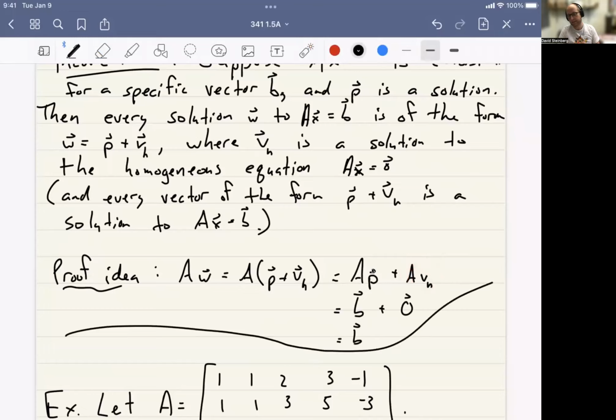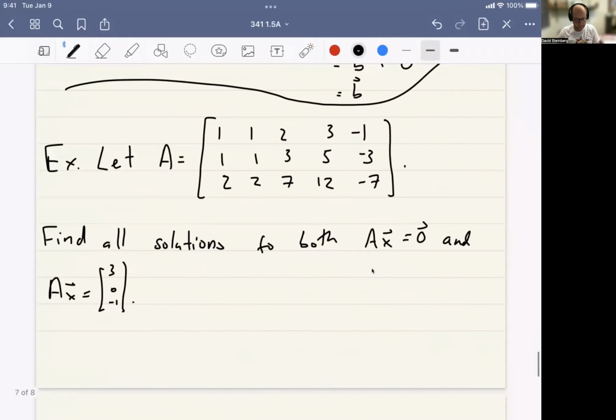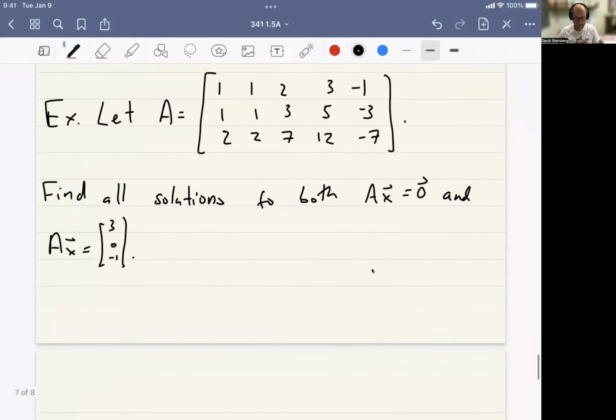Boom. Okay. And then all the fun details you can see in the book, but that's basically it. Okay, let's do another example. Let A be this 3x5 matrix. We want to find all solutions to both the homogeneous equation and the non-homogeneous equation.